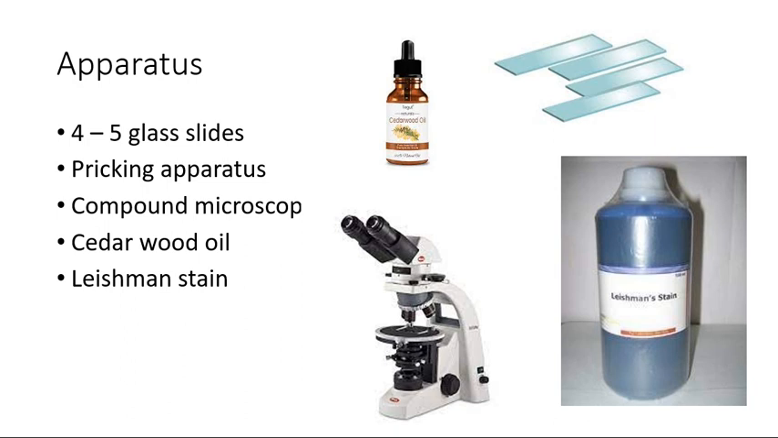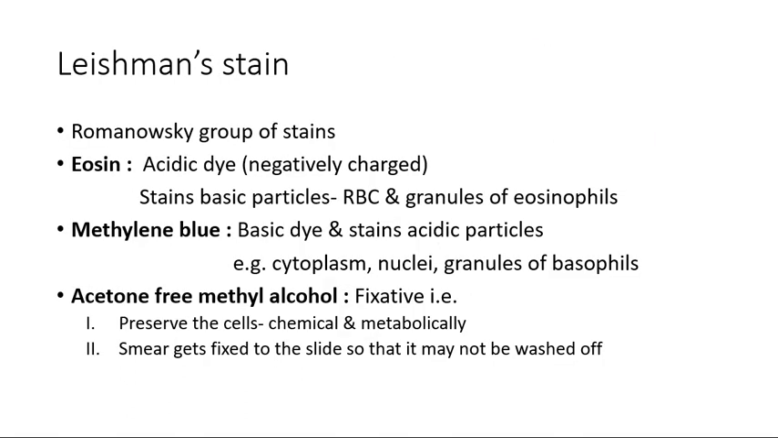We'll be talking about how we'll be using the different apparatus. Before going to see the procedure, let's first see what this Leishman stain is about. This is the most important viva question asked in this practical, obviously, because this is the principle of this practical. You should know what this Leishman stain is. We know that Leishman stain is a Romanovsky group stain, that is, it has an acidic component and a basic component.